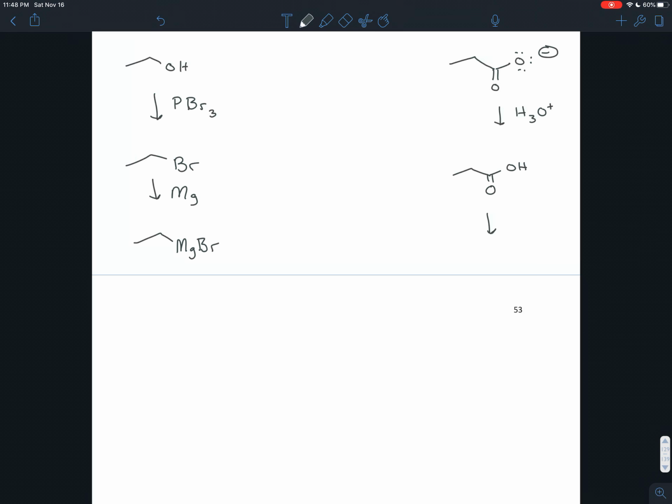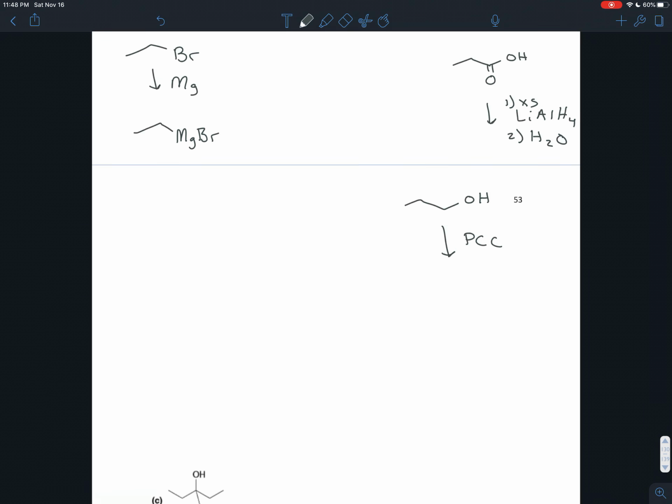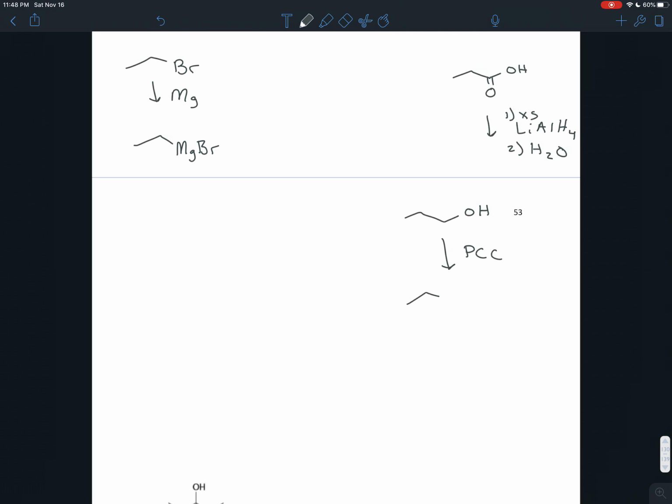Another thing we could do to turn this into an aldehyde is treat it with a strong reducing agent, excess lithium aluminum hydride, followed by water to stabilize any charges, and that will just give us the alcohol. And then we can oxidize the alcohol to an aldehyde using a weak oxidizing agent like PCC, pyridinium chlorochromate. So that would give us this aldehyde. Pyridinium chlorochromate changes primary alcohols into aldehydes.